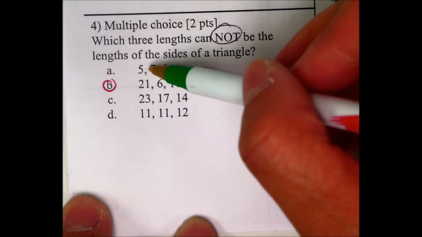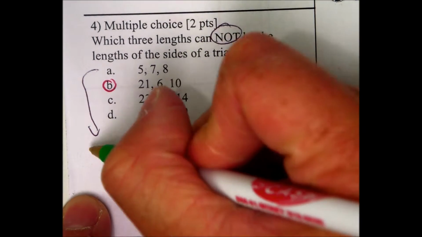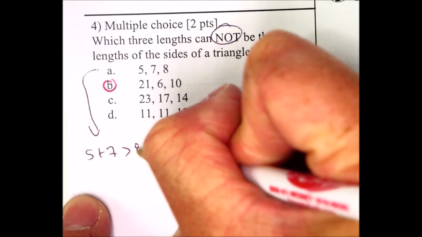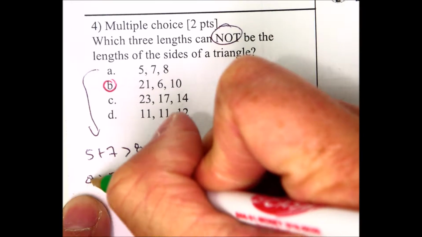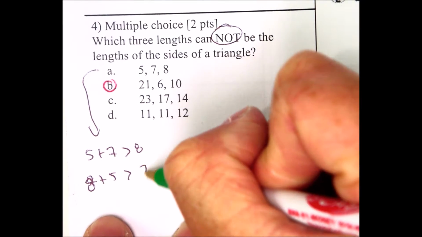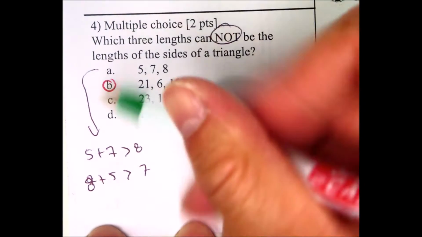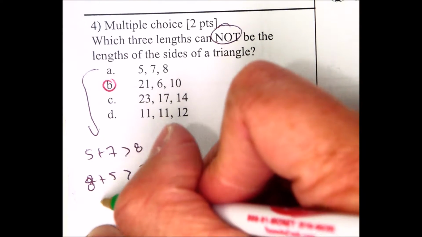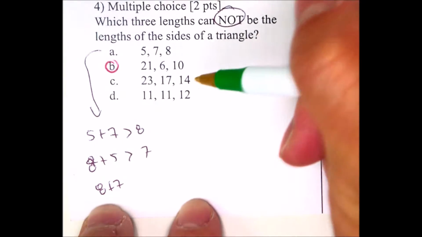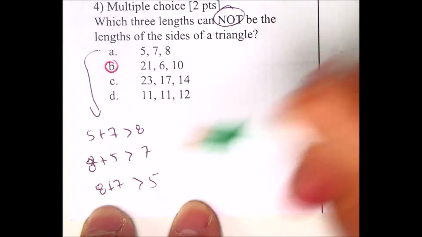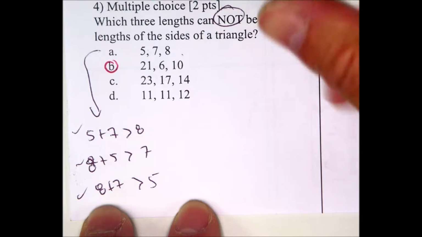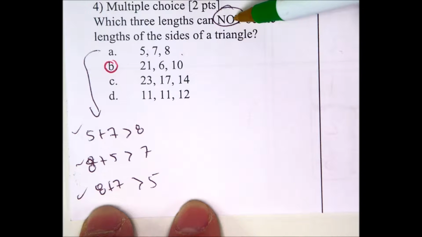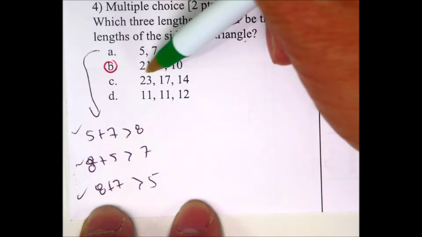Well, what you could do is, basically for each of these problems, you do 3 mini problems. 5 plus 7 must be greater than 8. 8 plus 5 must be greater than 7, right? 13 is greater than 7. And then the other one is 8 plus 7 must be greater than 5. These are all true, right? That means it is a triangle. But we're trying to find which ones are not a triangle.